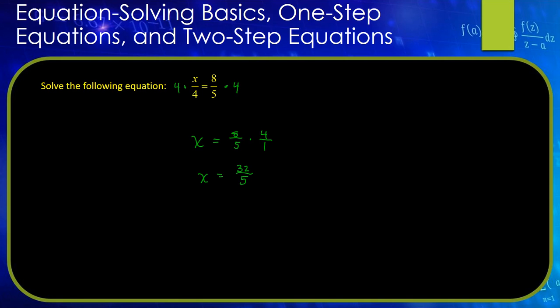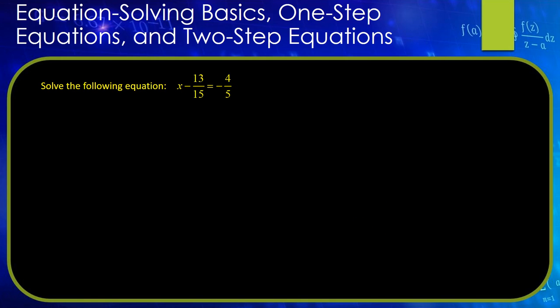I can leave that improper fraction as an answer, or I can carry through the division. And again, if I do 32 divided by 5, you see what the answer is. 5 does go into 32 6 times. 6 times 5 is 30. I get a remainder of 2, and that's where the 2/5 comes from. On to the next one.